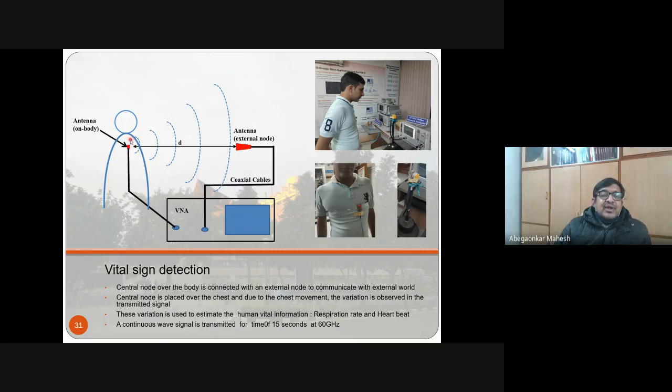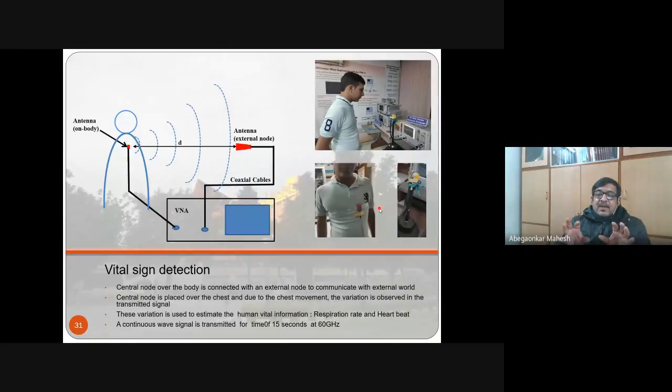This antenna is put on the body, and then there is an external node. There is an external antenna used, which is interconnected to a vector network analyzer. You can see here, there is an antenna on the body placed at the heart, and this is a receiver antenna here. So you can see the arrangement, front side. This is used for vital sign detection. Instead of using two horn antennas and a Doppler radar kind of arrangement, here we are keeping the antenna on the body.